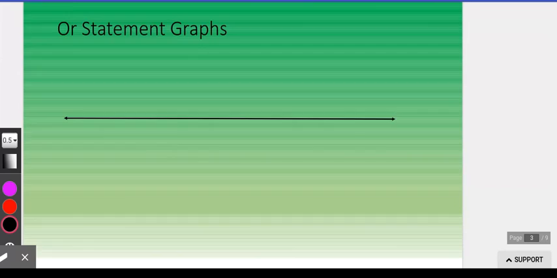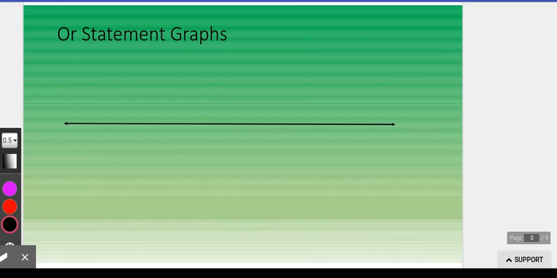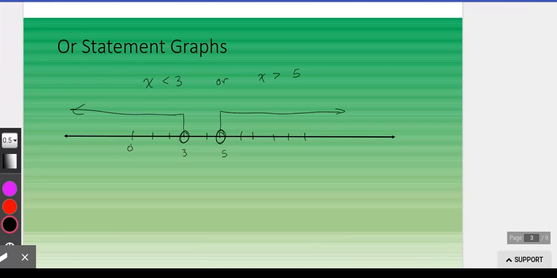In an or statement, remember, you're going to shade anywhere that there is a line. So we might have something like this: x is less than 3, or x is greater than 5. 0, 1, 2, 3, 4, 5, etc. Well, I have an open dot on 3. That one's going left. Open dot on 5. That one's going right. And remember, we shade anywhere there's a line. So I would shade this left side, and I would go ahead and shade this right side.